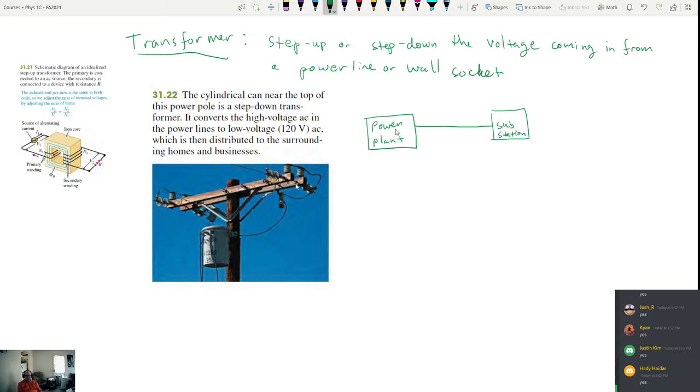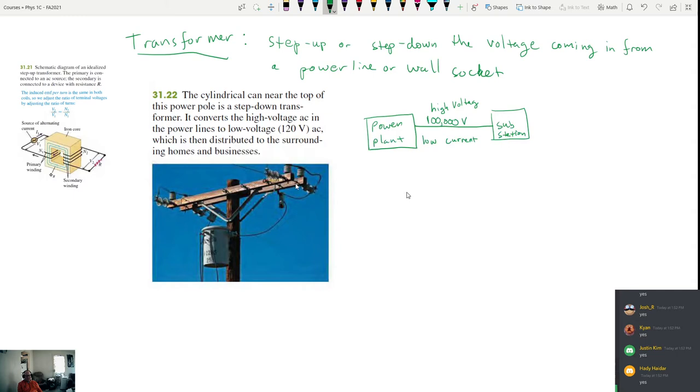And let's say that when the power plant produces the power, it's sending, let's say, 100,000 volts down the line, okay? Now that's a lot of voltage, right? But the reason why they do this is they send it with high voltage but low current. Okay? It's high voltage but low current. And why do they do that?